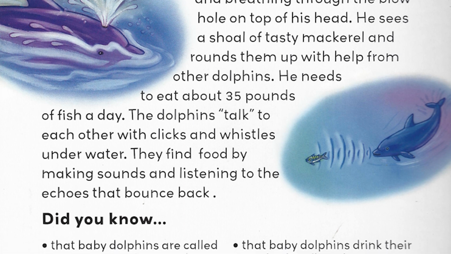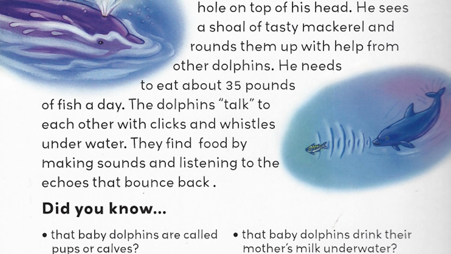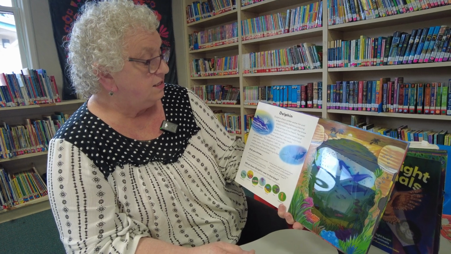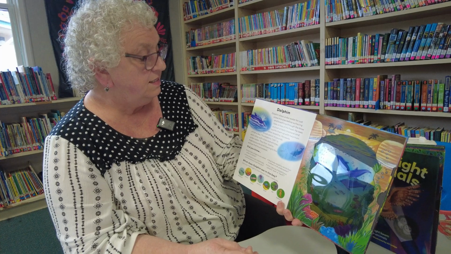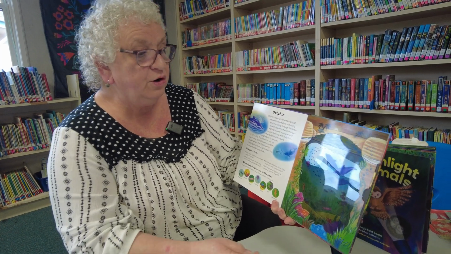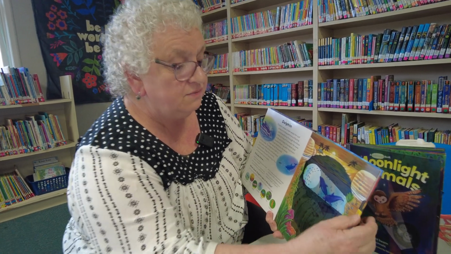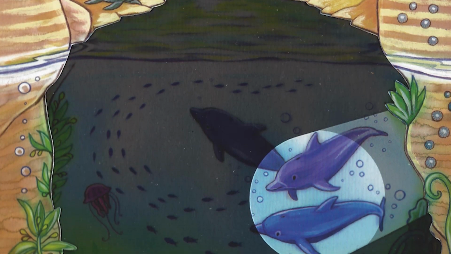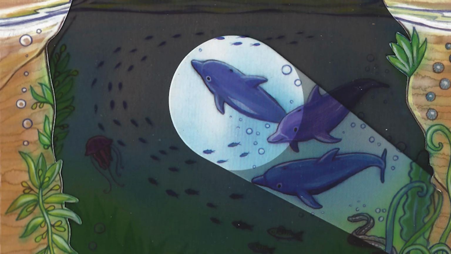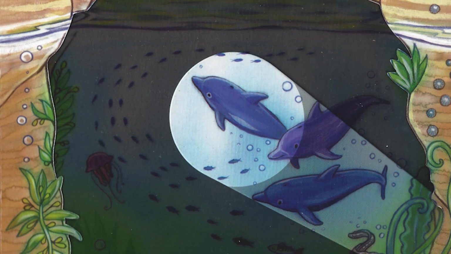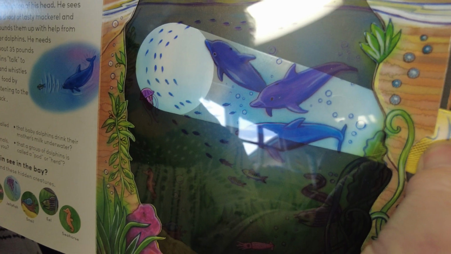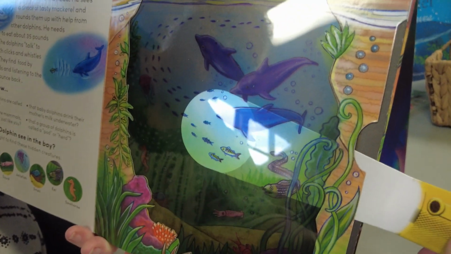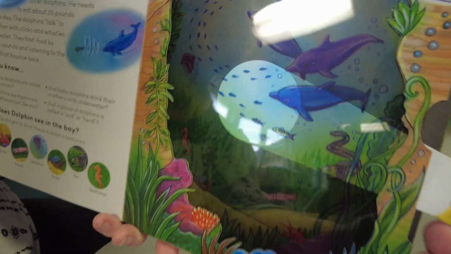He sees a shoal of tasty mackerel. Remember those from a few pages back? And he's going to get over there and eat them because he needs to eat about 35 pounds. That's as heavy as some of our preschoolers. 35 pounds worth of food. So he's looking, and look, those mackerel, they swim in a big school of mackerel, and there they are. Dolphins have plenty of food right there.